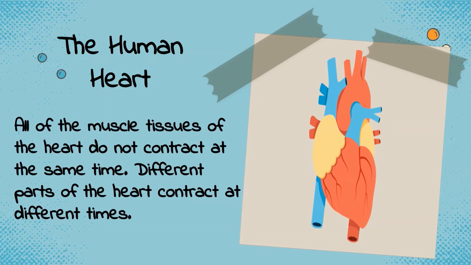All of the muscle tissues of the heart do not contract at the same time. Different parts of the heart contract at different times. When the top portion contracts, the bottom part relaxes. When the bottom contracts, the top relaxes. When a chamber contracts, it becomes smaller and the blood inside gets squeezed and pumped out.